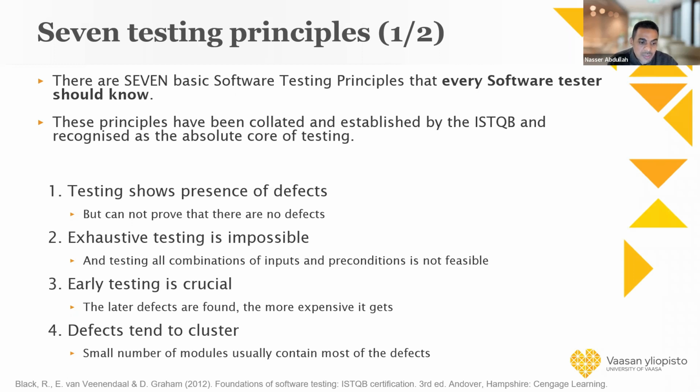Principle number 4, defects tend to be clustered. So if you have many modules and you find some errors or defects in one module, this module is most likely to have other defects. You should also test that module carefully because maybe there is another defect in the same module.